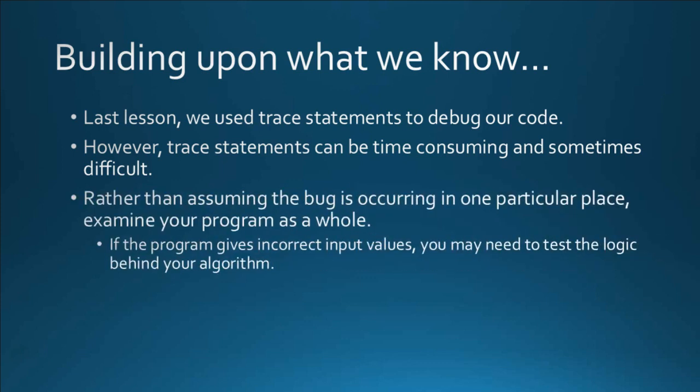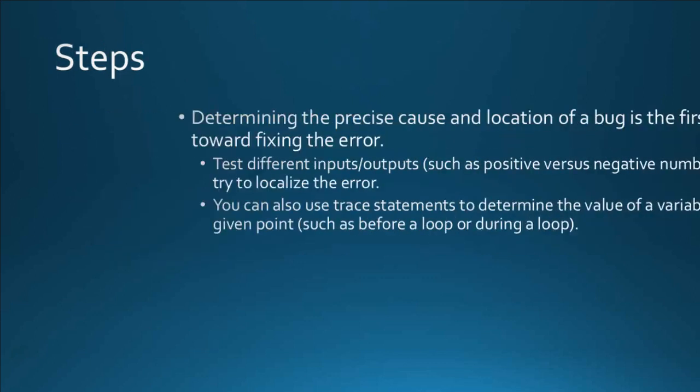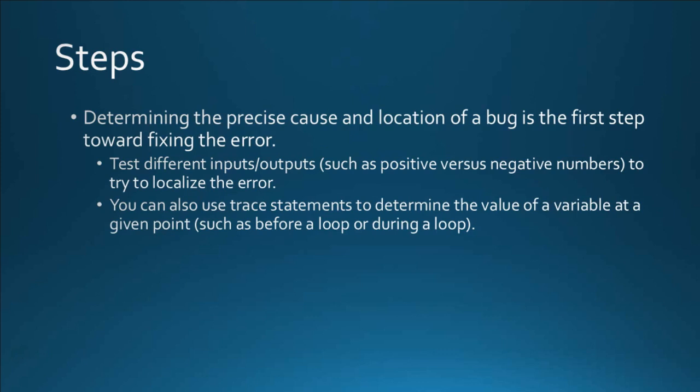Rather than assuming the bug is occurring in one particular place, examine your program as a whole. So, for example, if the program is giving incorrect output values, you may need to test the logic behind your algorithm. Let's look at some steps in solving. We want to determine the precise cause and location of the bug. That's our first step towards fixing the error.